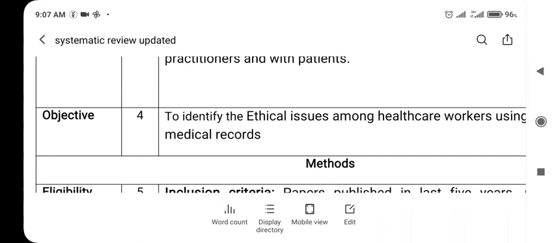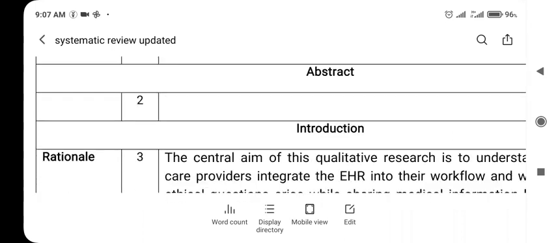Now I would like to come to my Prisma checklist.